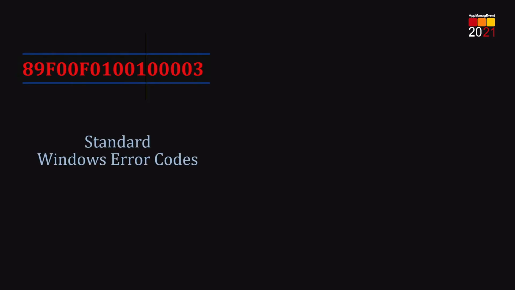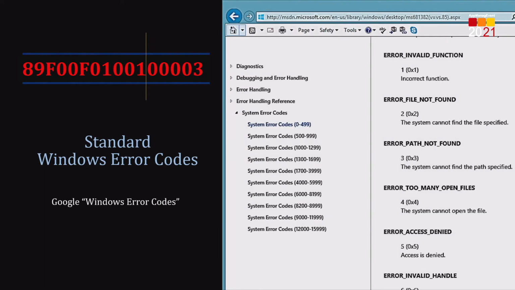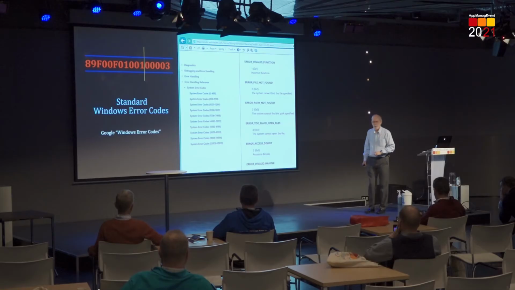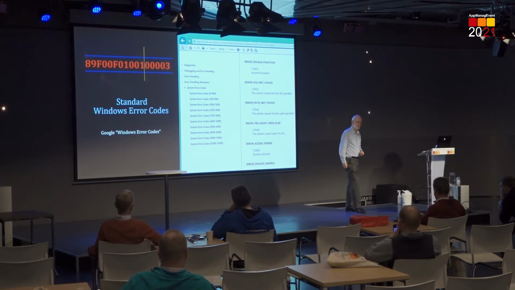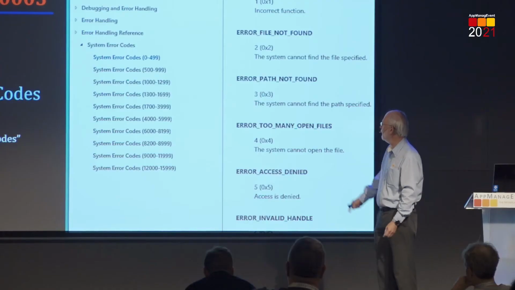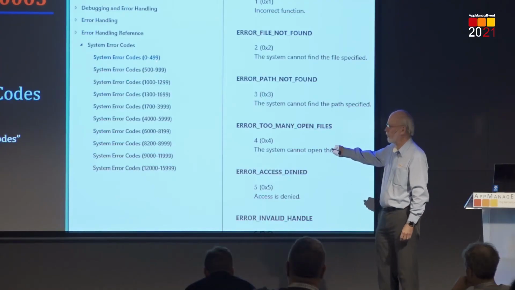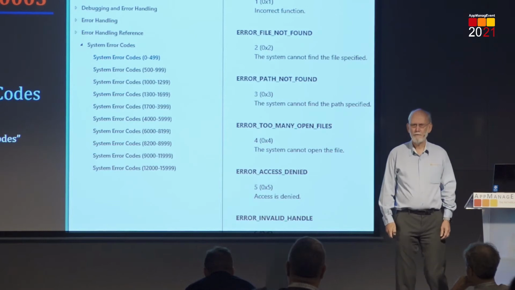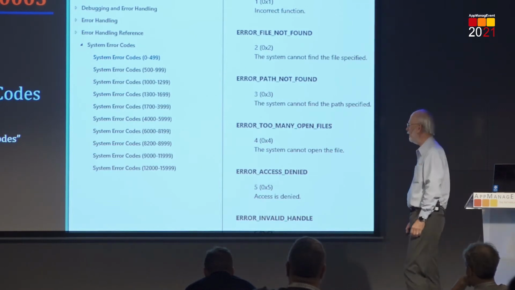As I look at an error code like this and I want to look it up, I want to look at most the last 5 digits. And I might only look at the last 3 digits. I'm going to go to my friend Google, type in Windows error codes. You put that string in, you'll find a web page as one of the first 3 answers. That'll be this page right here, which is system error codes 0 through 499. My first 500 error codes under Windows.